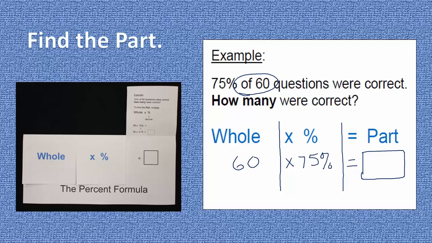Use a calculator to multiply 60 times 75%. If you're using a scientific calculator, you will probably need to push a second key or a shift key right before you push the percent symbol, because it will be like on a second floor of that calculator. So 60 times 75% is 45.